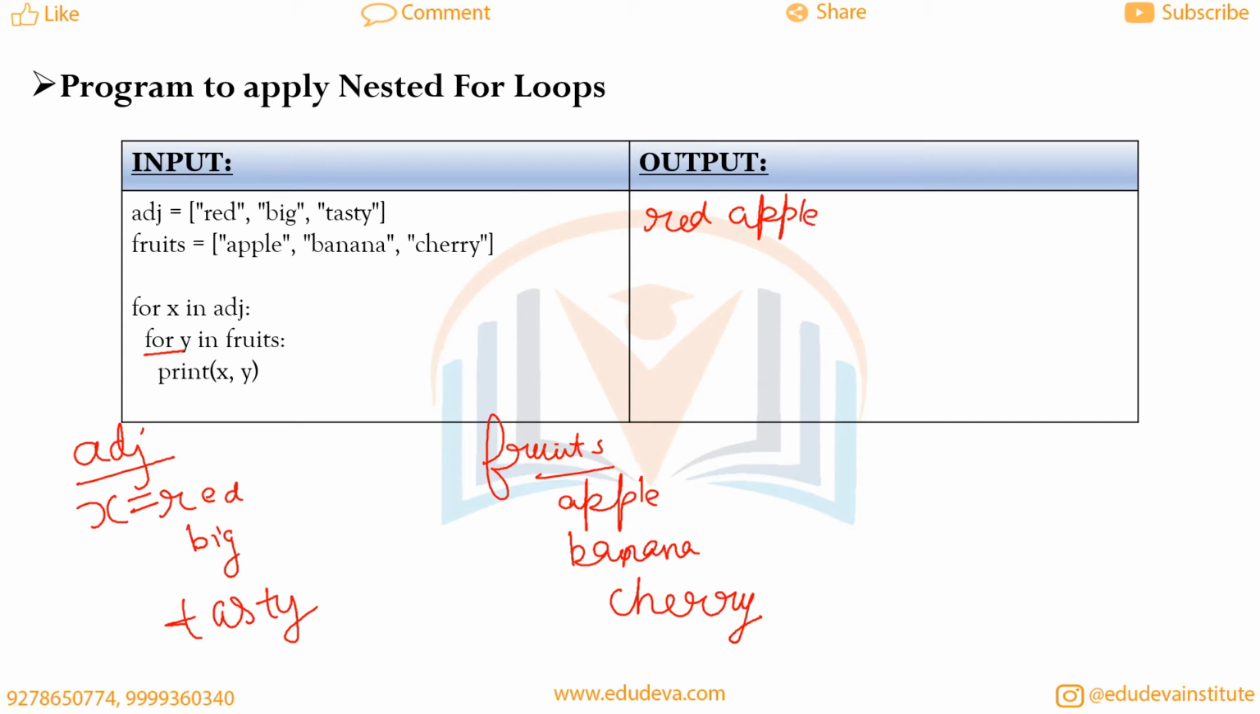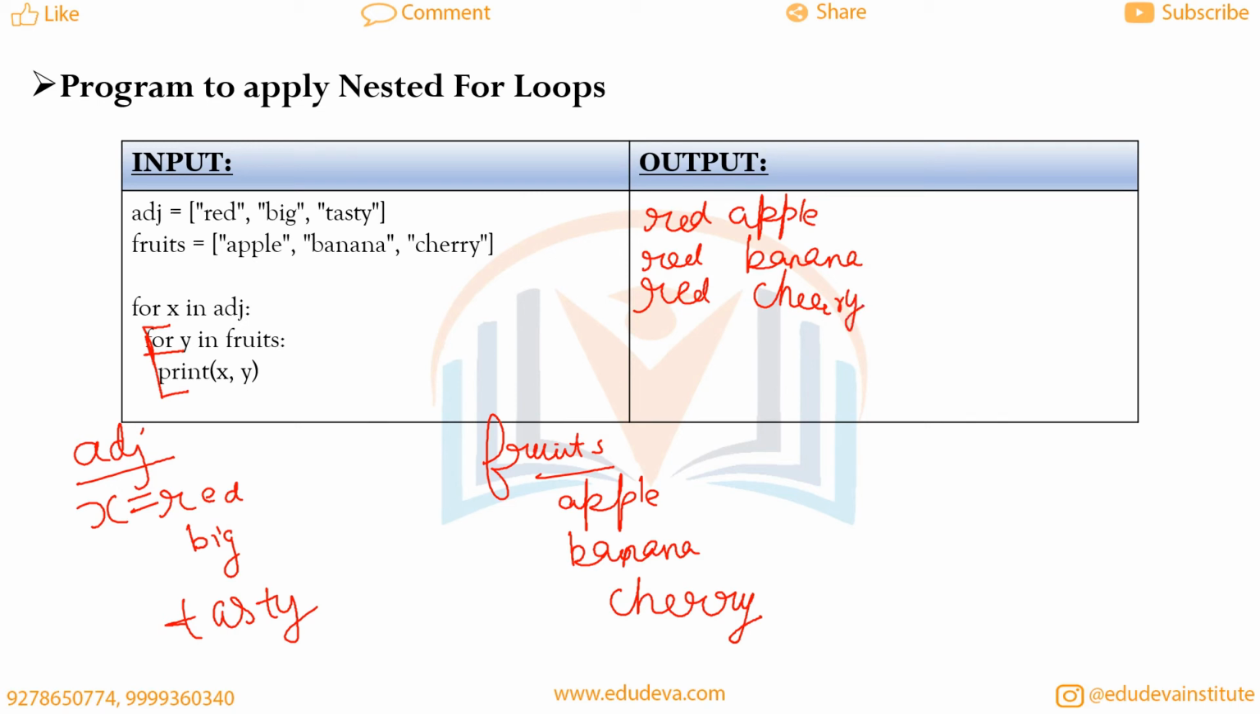Now the value of X will remain red because we are still under the first execution of the first for loop, but now the value of Y will be banana. So the output will be red banana, and after that the output will be red cherry. And then the second for loop will end and we will go to the first for loop again.